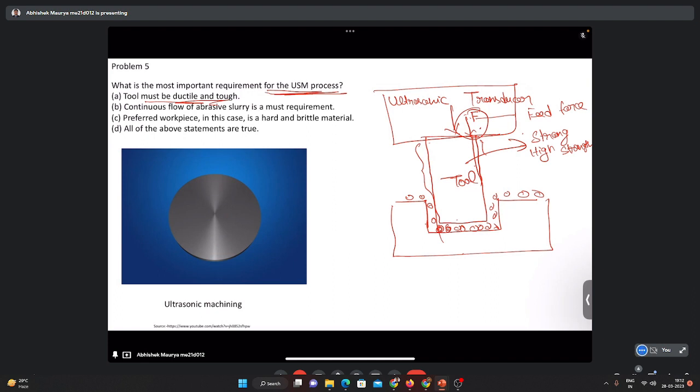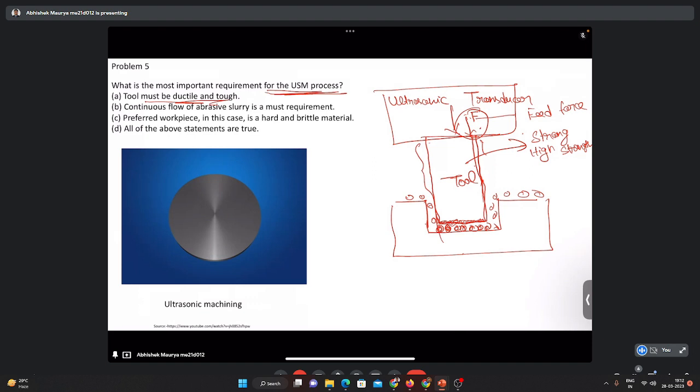And I told you, if the tool is made up of some ductile material, then these abrasive particles will not be able to machine the tool material. They will only locally deform the tool material. But this local deformation is not going to harm us.